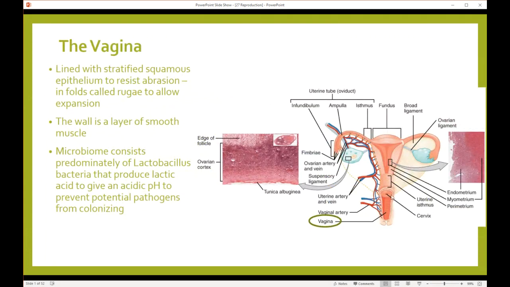The vagina is lined with stratified squamous epithelium. Remember, almost every tube or area that's going to come into contact with something outside of the body is going to be stratified squamous epithelium. That helps it to resist abrasion. And it also has those folds, just like we saw in the stomach, called rugae, and they allow it to expand and contract. The wall is made up of smooth muscle. Now, within the vagina, we have a microbiome. That's going to have lactobacillus bacteria. Lactobacillus bacteria help to produce lactic acid, and that gives us an acidic pH to prevent the potential pathogens from colonizing here.